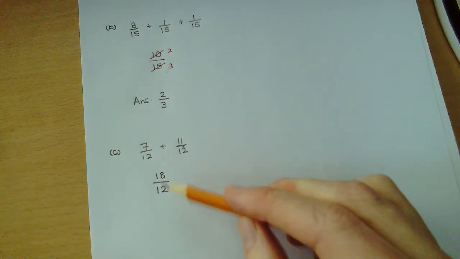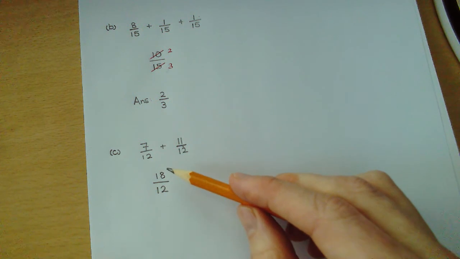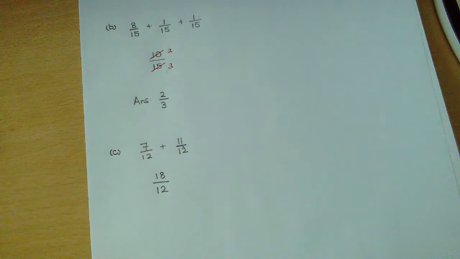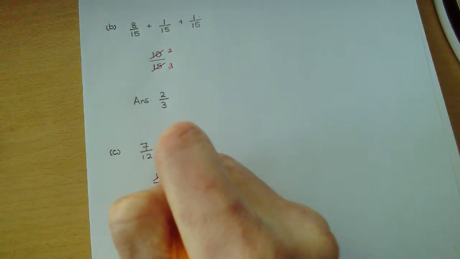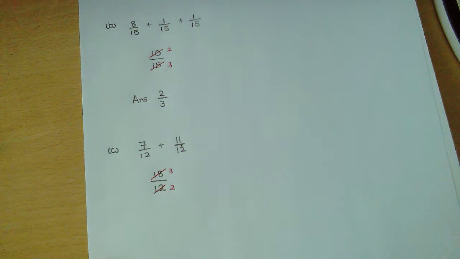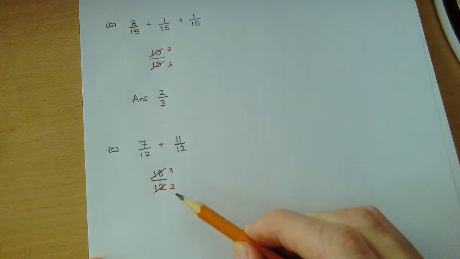Now, again, look at your answer. Can it be fully cancelled or simplified? The answer, of course, here is yes, because the largest number that goes into both is 6. So divide both by 6, we're going to get 3, and we're going to get 2. So at the minute, we have 3 over 2.